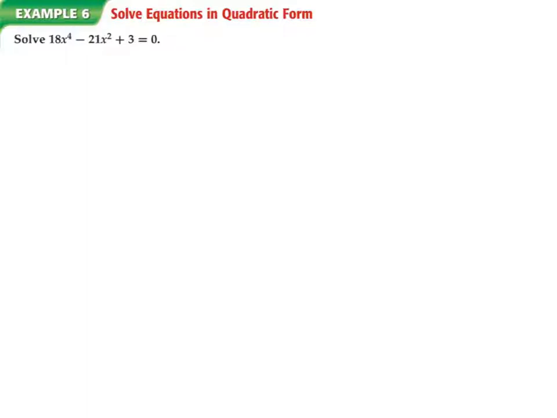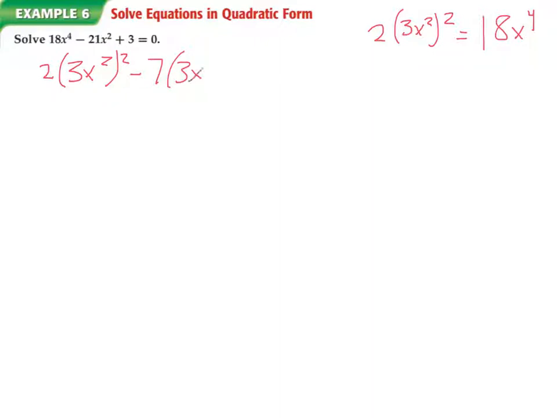So in example 6, we have 18x to the 4th minus 21x squared plus 3 is equal to 0. So first, we're going to go ahead and say that 2 times 3x squared squared equals 18x to the 4th. So we can go ahead and rewrite our equation as 2 parentheses 3x squared squared minus 7 times 3x squared plus 3.